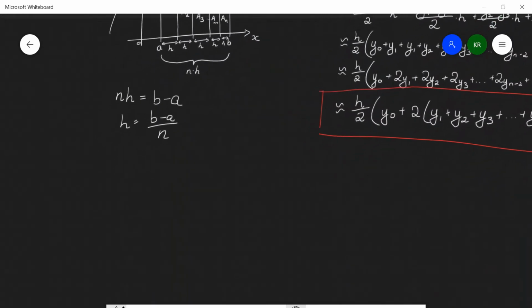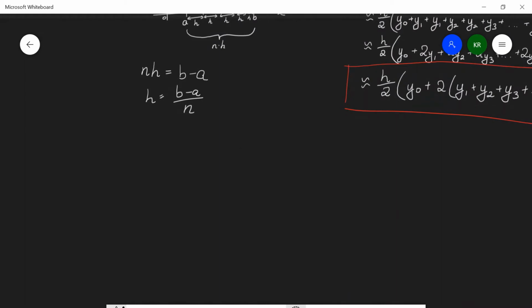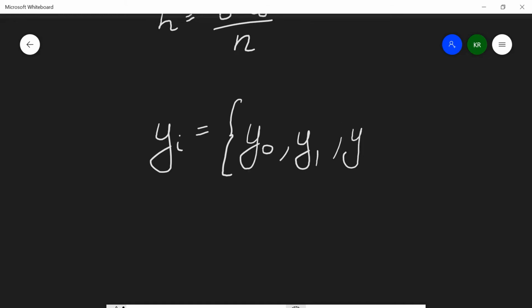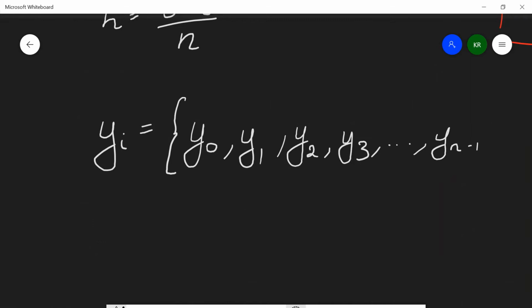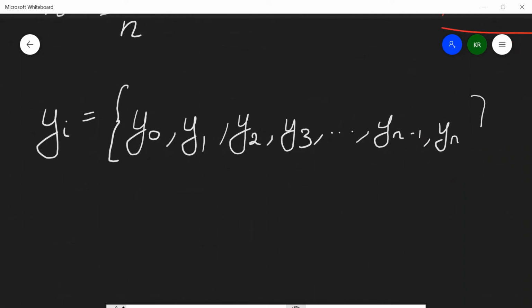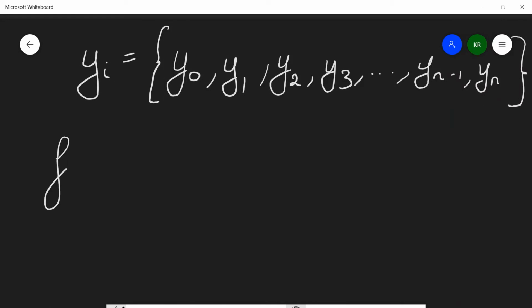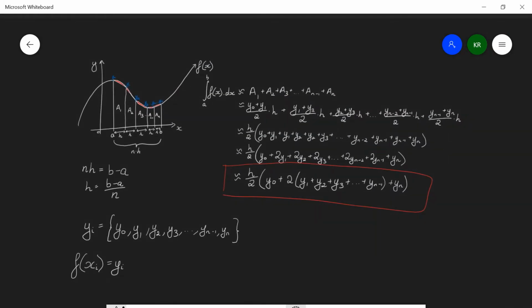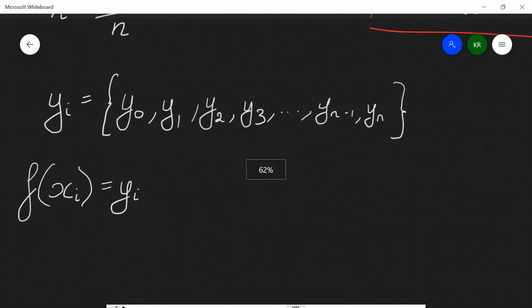And similarly to the last one, let's say y of i is the set of y0, y1, y2, y3, all the way to y of n minus 1 and y of n. So that's what y of i is. y i is a set. And we can see that f of xi is just yi. So it's just saying that if you take your x coordinate and you plug it into the function f of x, you'll get your y coordinate.